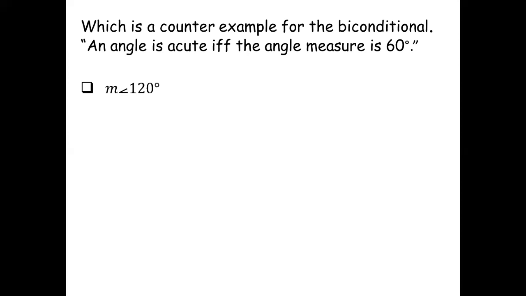So the options for you are, you have to find the counterexample, meaning prove that the statement is wrong. Measure of an angle is 120 degrees. Measure of an angle is 180 degrees. Measure of the angle is 110 degrees. Or the measure of the angle is 45 degrees. So your time starts now.